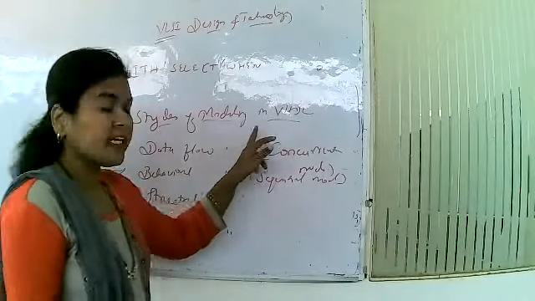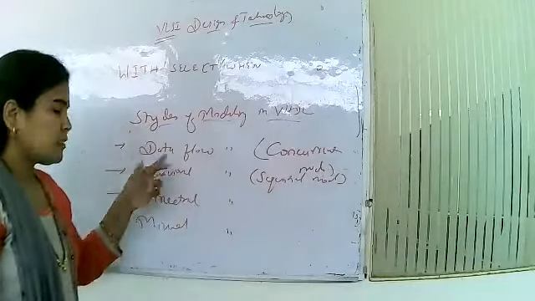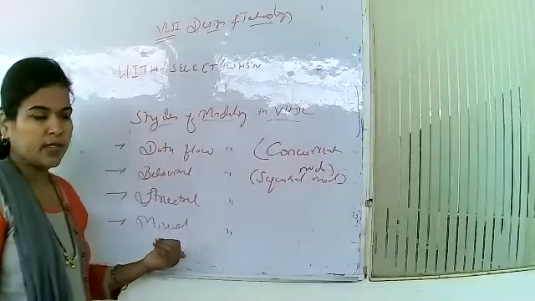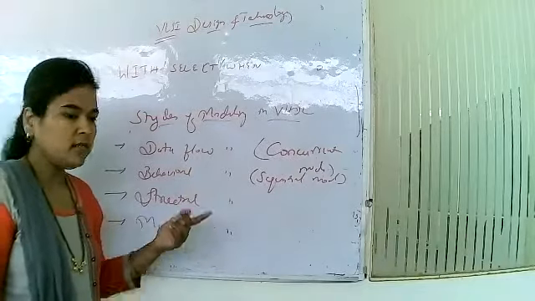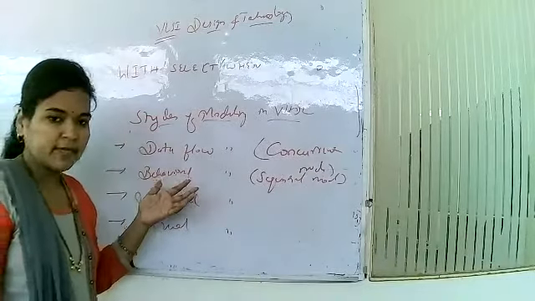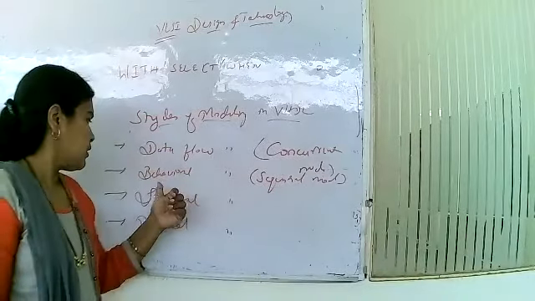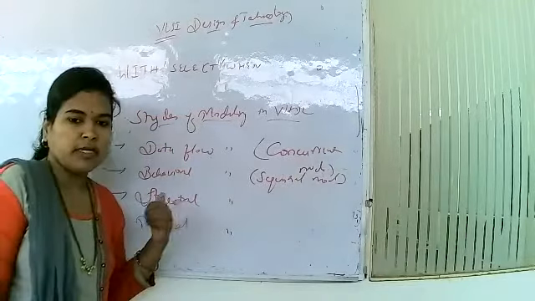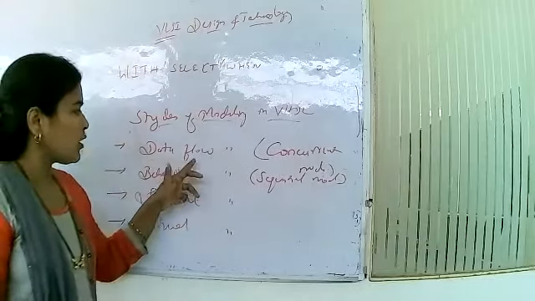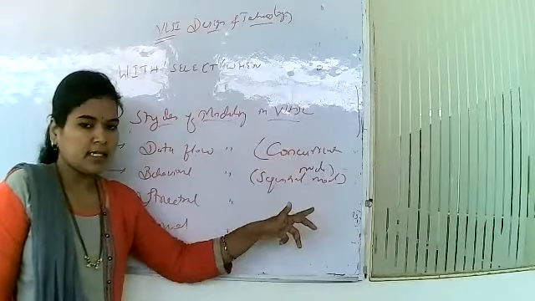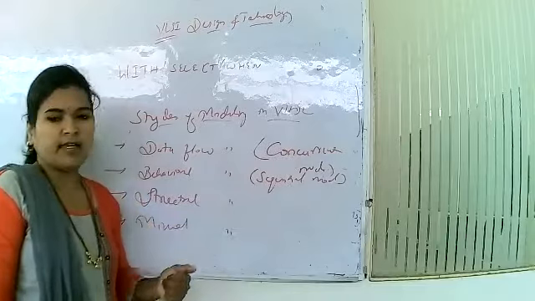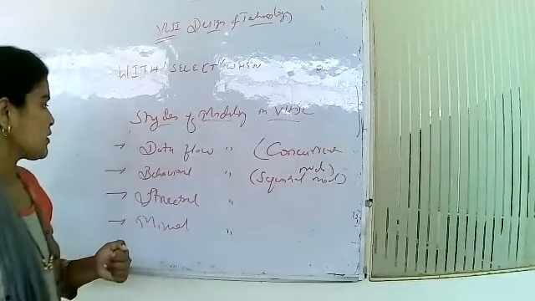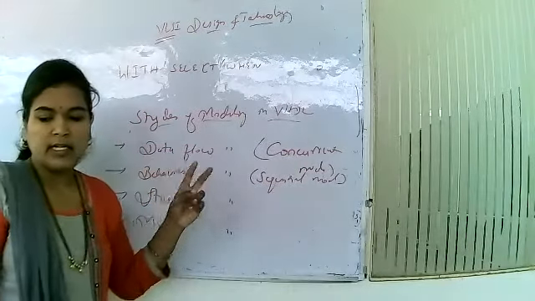So there are 4 styles of modeling in VHDL. I explained this in the previous lecture, and I am just repeating it once again to recall. First one is data flow modeling, behavioral modeling, structural modeling, and mixed modeling. In data flow modeling, it is concurrent, and behavioral is sequential. I started with data flow modeling.